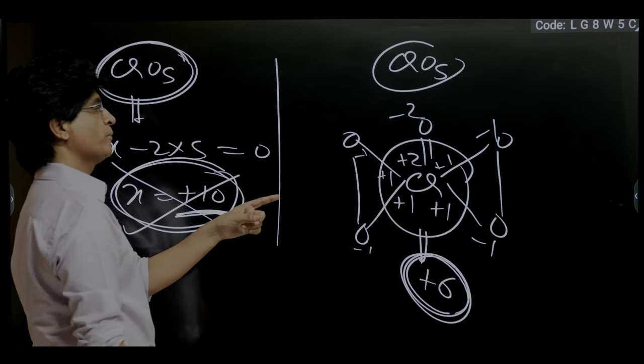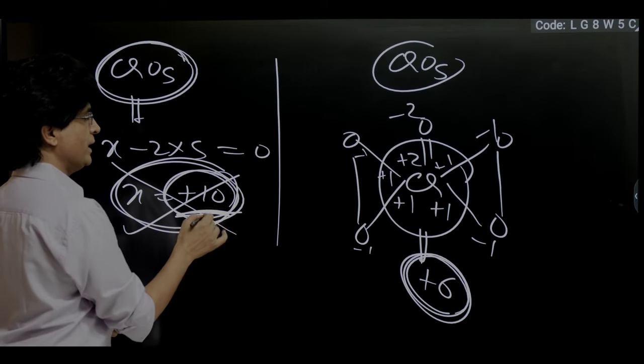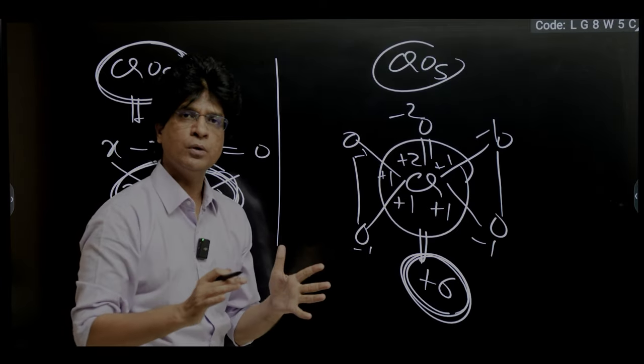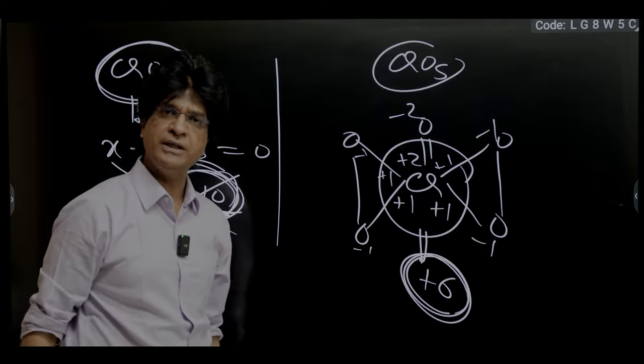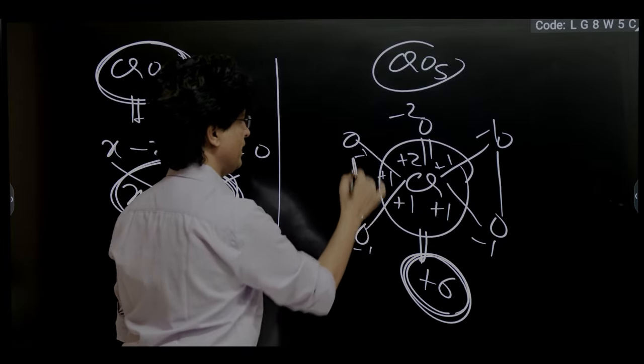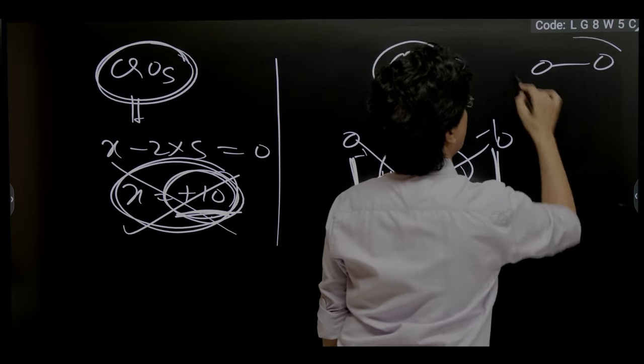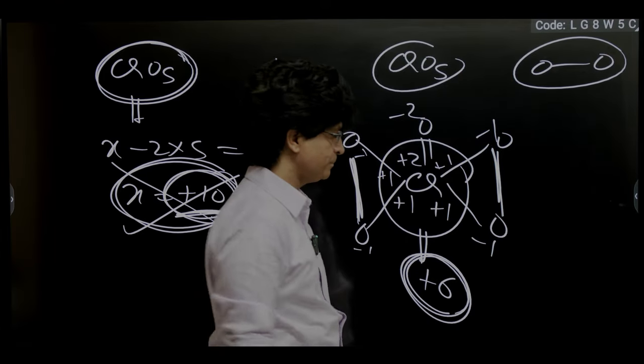I told you that if the mathematical value is coming more than the allowable value, that means it must contain a peroxy linkage. What is the peroxy linkage? The O-O linkage is called a peroxy linkage. Is that clear? So let's have some more examples.